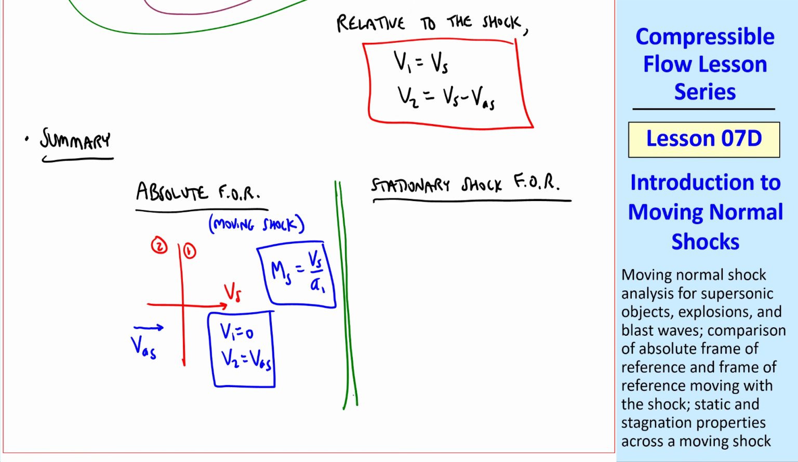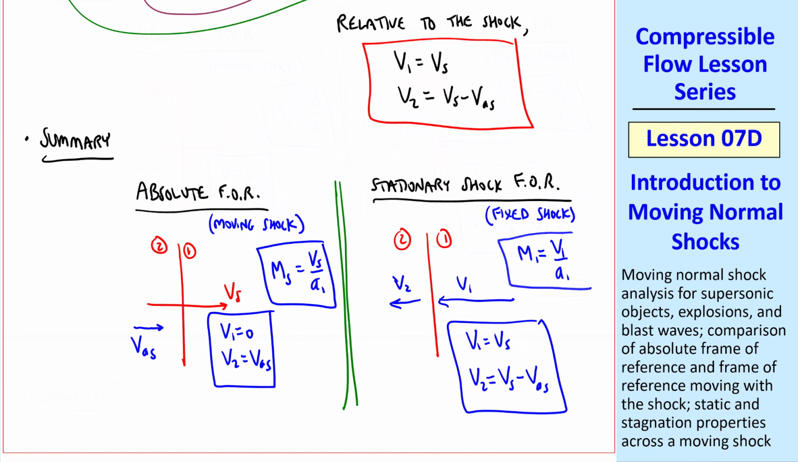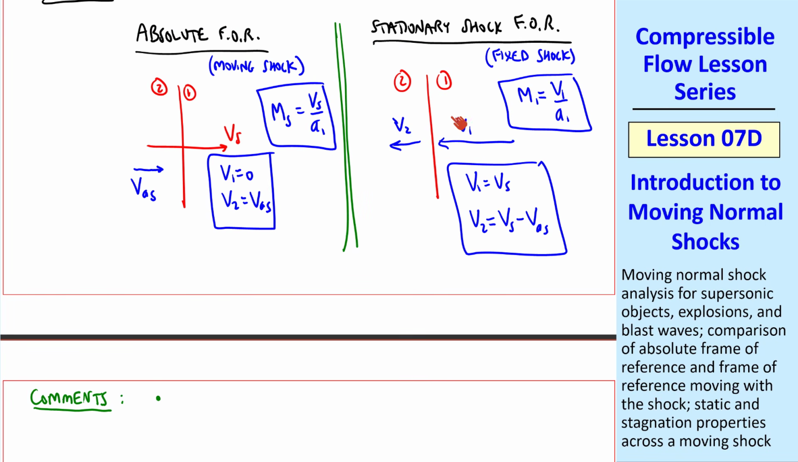In the stationary shock frame of reference, or fixed shock frame of reference, V1 is supersonic from right to left, and V2 is subsonic after the shock, as we're used to. In this case, V1 equals Vs, and V2 equals Vs minus VAS from our transformation above, and here M1 is V1 over A1. Some comments comparing these two: since V1 equals Vs, M1 and Ms are the same.